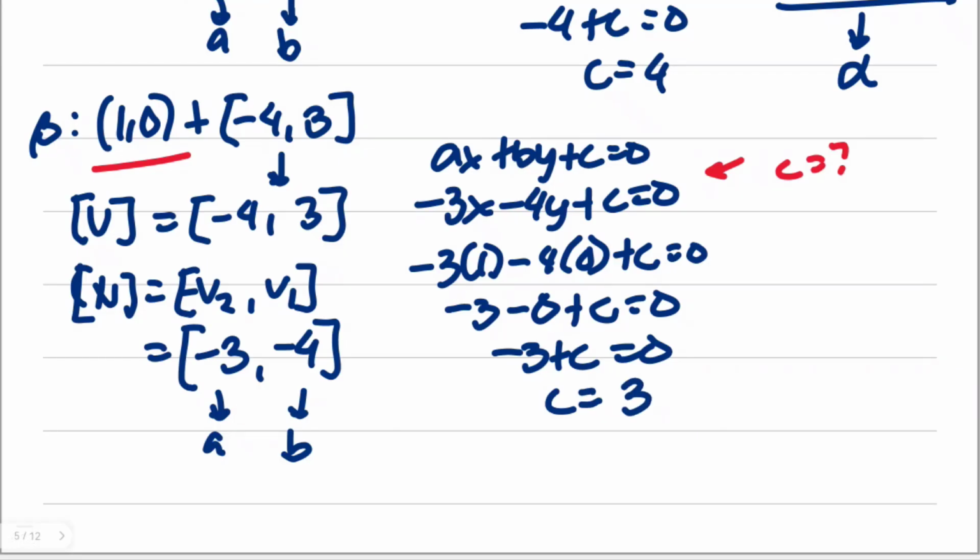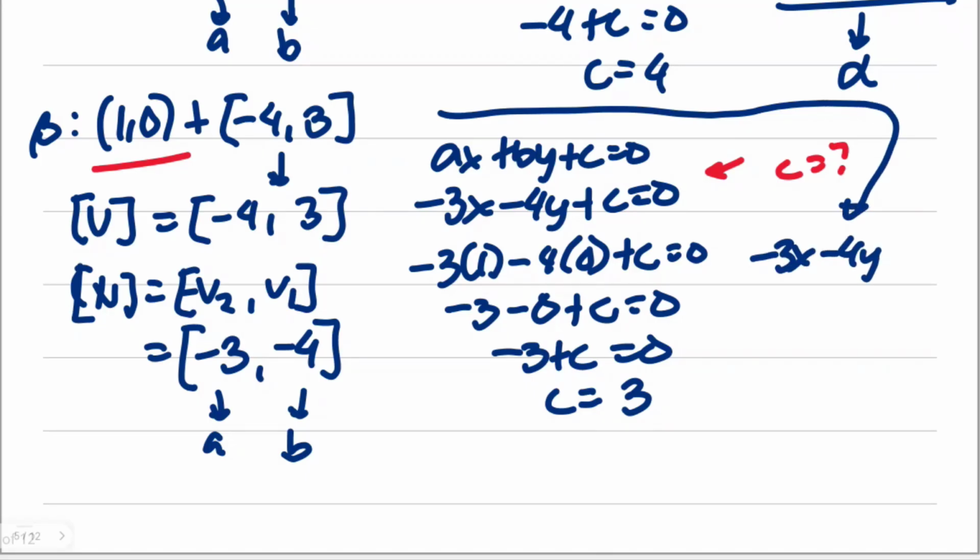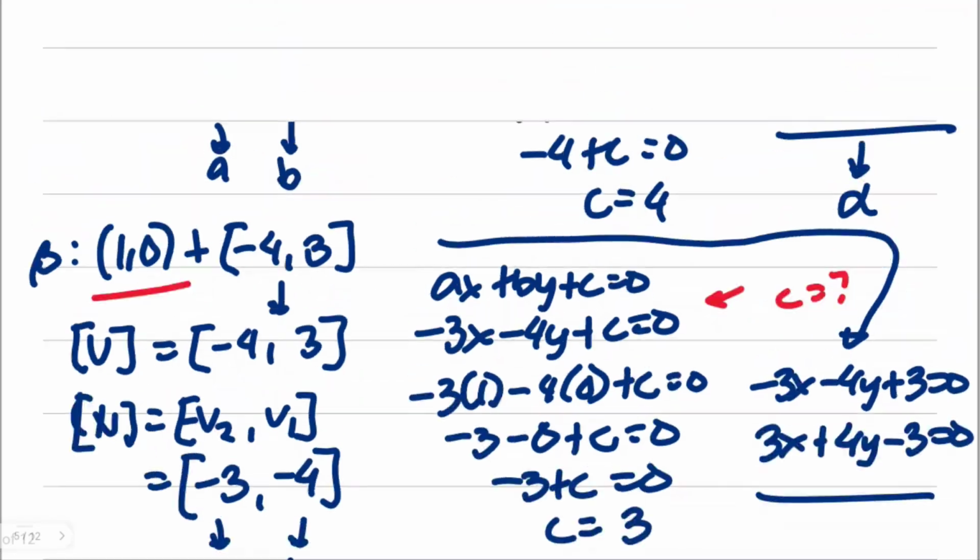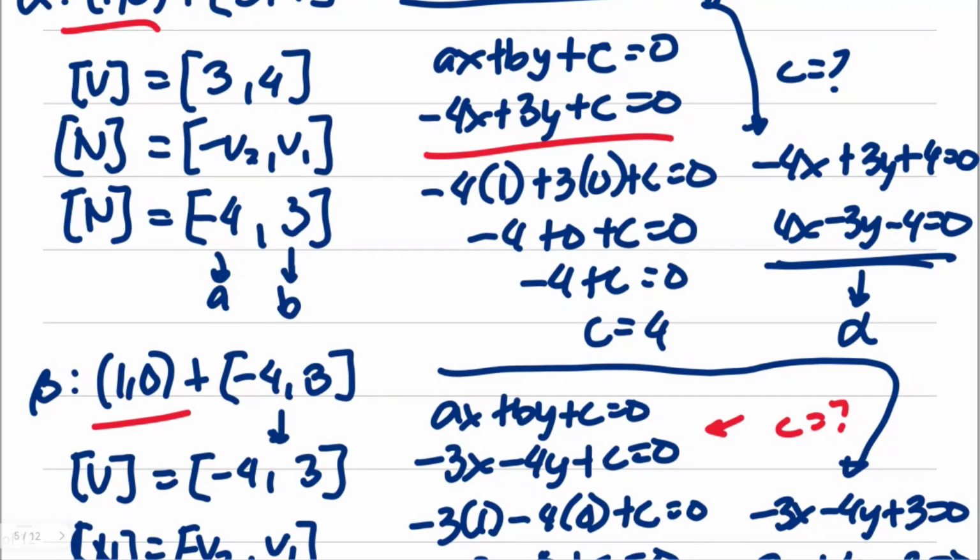So for our final form, in ax plus by plus c, you have negative 3x minus 4y plus 3 is equal to 0. Again, if you don't like a negative leading coefficient, 3x plus 4y minus 3 is equal to 0. These are the representations of the two lines in terms of ax plus by plus c.